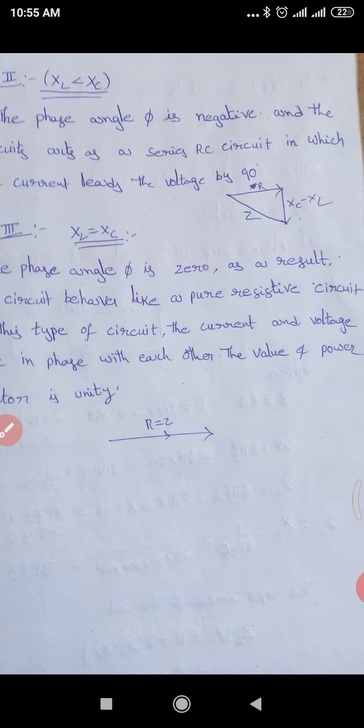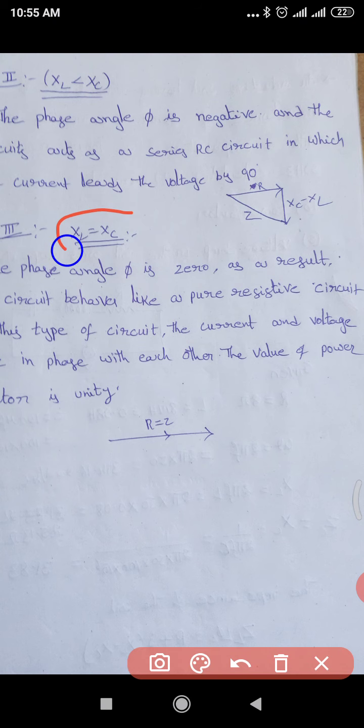Next, third case, XC is equal to XL. That means if XL is equal to XC in an RLC circuit, then what happens? XL minus XC becomes 0. That means the entire circuit acts like a resistive circuit, okay? So the current and voltage are in phase. That means the power factor is unity.